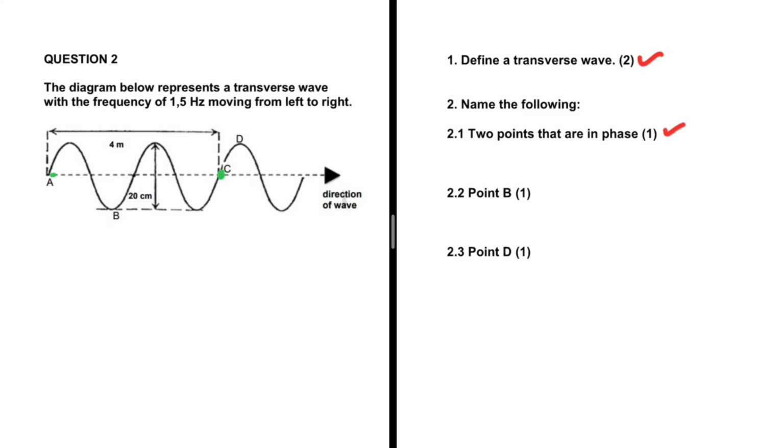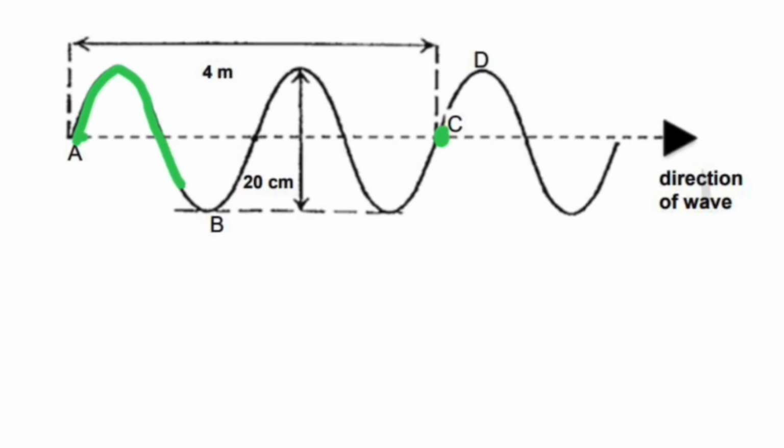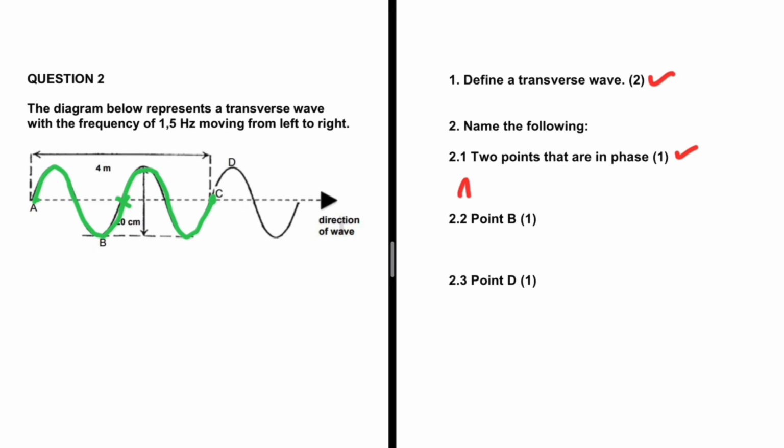Let's go ahead and find out. This is one wave up to this point, and this is the second wave. So between A and C, we have 2 wavelengths, 2 complete waves. So those 2 points are in phase. So the answer to 2.1, we have A and C. There's a whole number of complete waves in between the 2 points. Right, let's go to the question that follows.